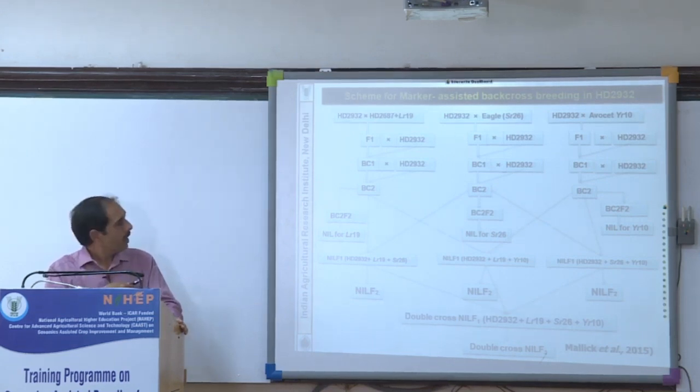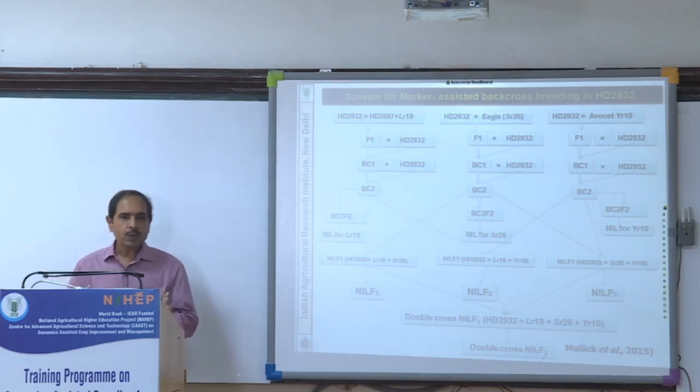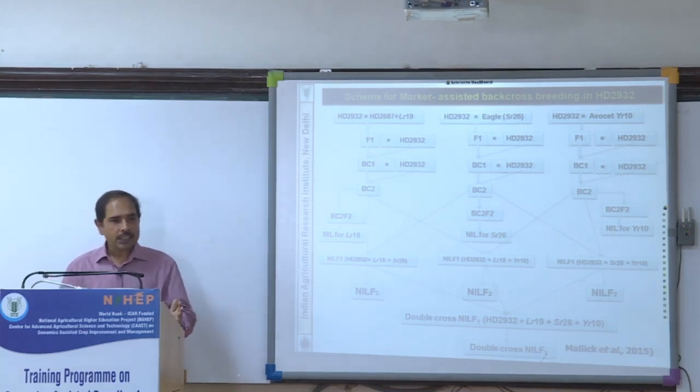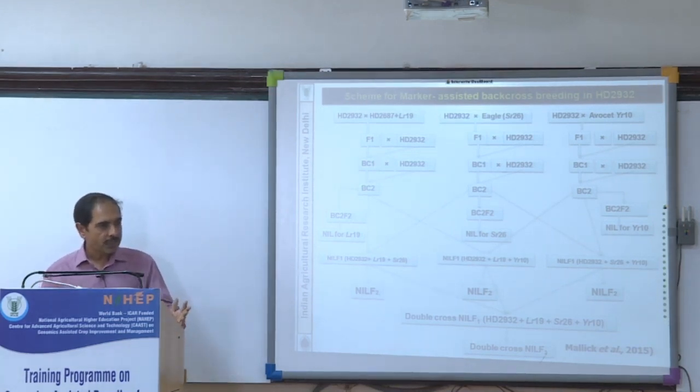It should be clear to everyone. BC1, first you will be doing foreground selection. Now in BC1, what will be the segregation? The gene will segregate. All plants will not be carrying LR19. So theoretically, 50% plants will be carrying LR19 and 50% will not be carrying LR19.